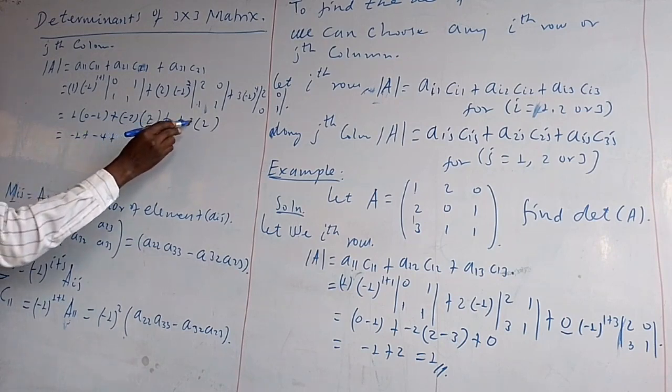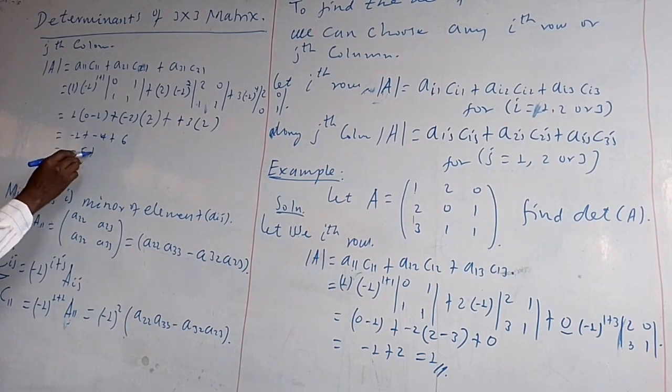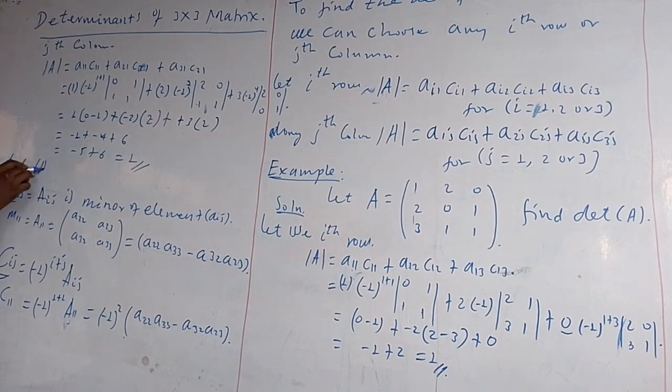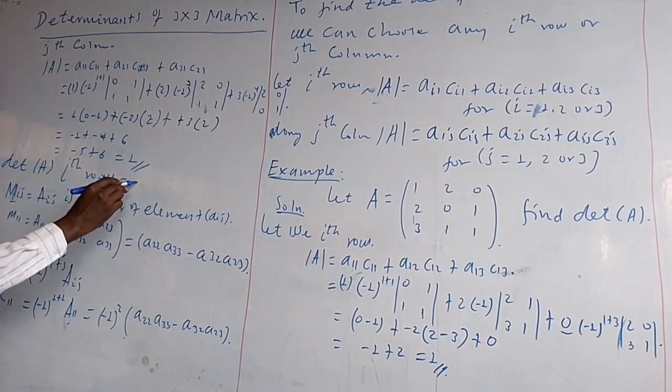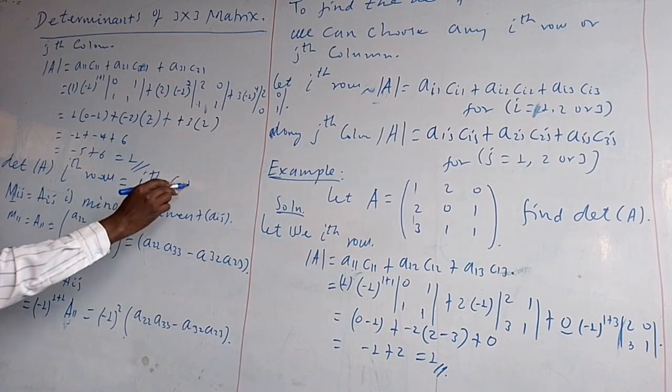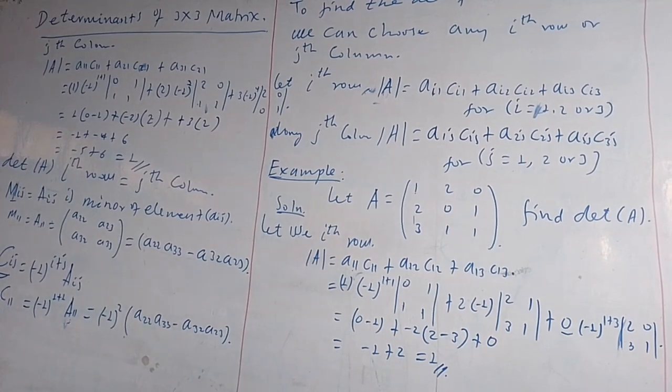Here we have minus 1 plus minus 4 plus 3 times 2, which is 6. So minus 1 plus minus 4 is minus 5, plus 6 is 1. So it's clear that by using the first column, we obtain the determinant of A is 1, and by the first row we obtained 1. Therefore, the determinant along the first column is equal to that along the first row.